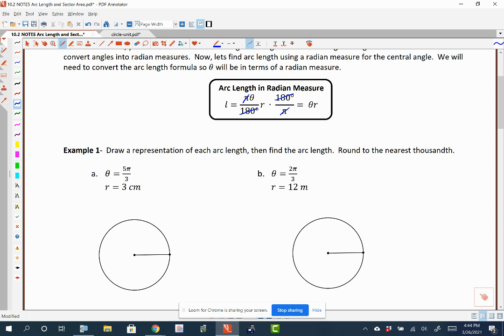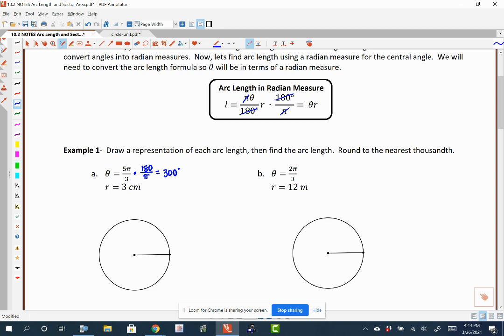Example 1 wants us to draw again. Theta wants us first to draw 5 pi over 3. Now this is super new to us, so you're probably not going to remember where 5 pi over 3 is right away. But if you look on your unit circle, you should be able to see where you labeled 5 pi over 3. If you don't have your unit circle, you could always convert this by multiplying by 180 over pi, and that will convert it to degrees, which I believe is 300 degrees, which you could then approximate a little bit better on your circle.